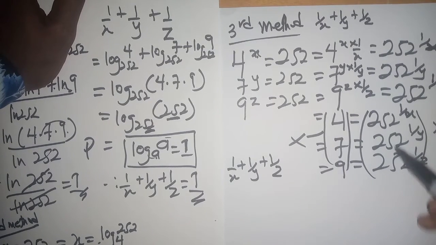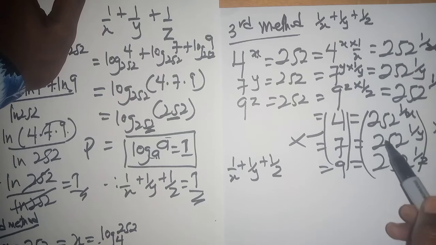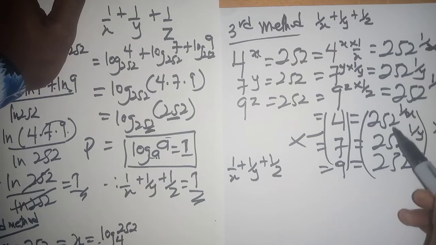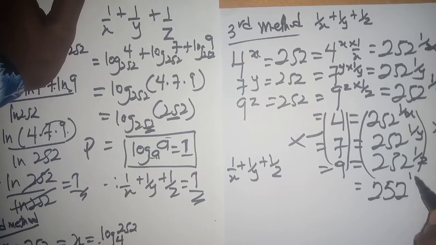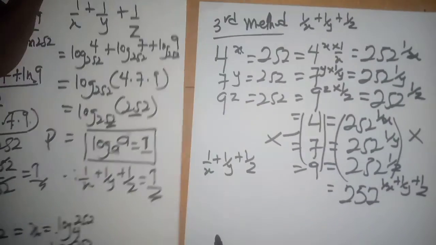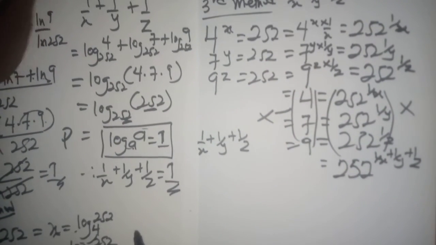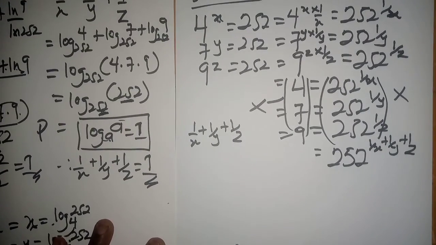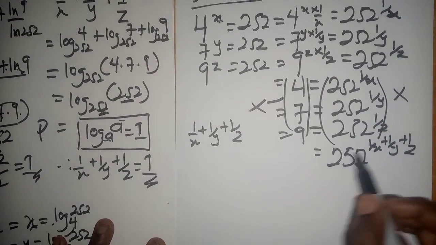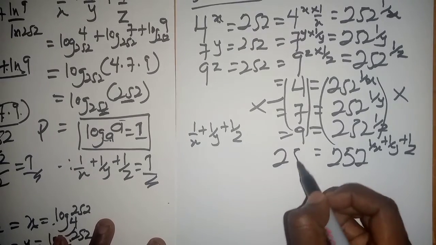Why? Because in this case the bases are the same, and from the properties of indices, if the bases are the same and they are multiplying, then what you have to do to the exponent is add. So in this case, the bases are the same, so I will maintain only one base and then add the exponents, which is 1 over x plus 1 over y plus 1 over z. So you can see that it comes out very nice in this case. We have our 1 over x, 1 over y, everything intact over there. So multiplying the whole of that also gives us 252.